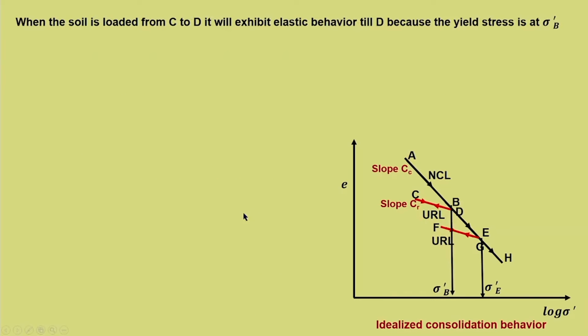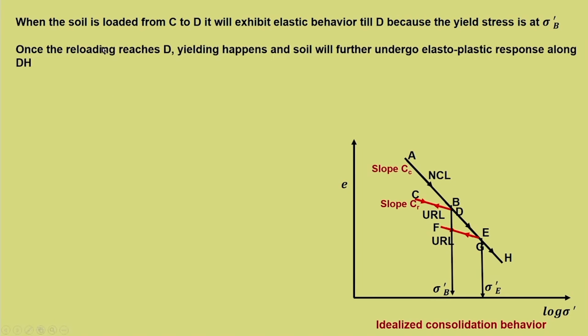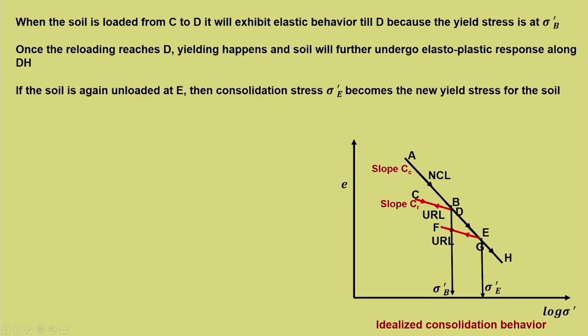So, when the soil is loaded from C to D, it will exhibit elastic behavior till D because the yield stress is at sigma dash B. So, that is an important aspect which is very important for module 4. So, up to sigma dash B, since the yielding has not occurred, it will exhibit a kind of elastic response. The moment it crosses point D, once the reloading reaches D, again the yielding happens and soil will further undergo elastoplastic response along DH. So, you can see that along DH it will again show the same elastoplastic response.